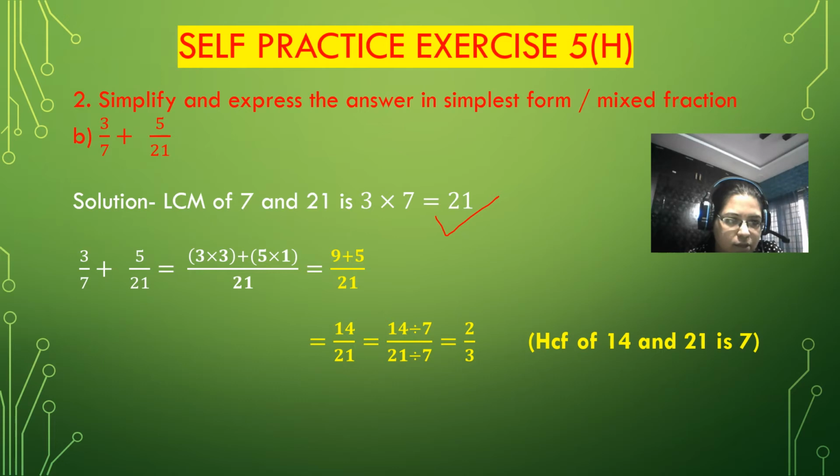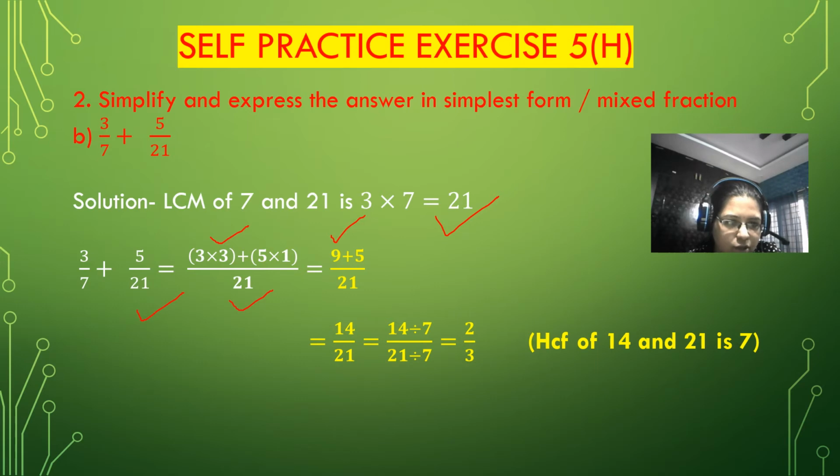Now 3 divided by 7 plus 5 divided by 21. LCM of 7 and 21 is 21. Write down 21 and divide the LCM by the denominator 7, which is equal to 3. Then multiply 3 with the numerator 3. Numerator is 3, multiply with 21 divided by 7. 21 divided by 7 is 3. 3 multiplied with 3 is 9.